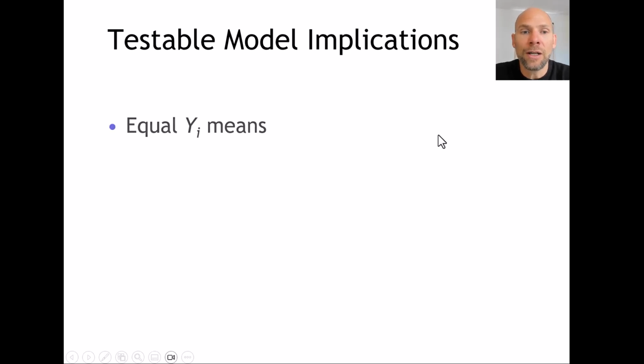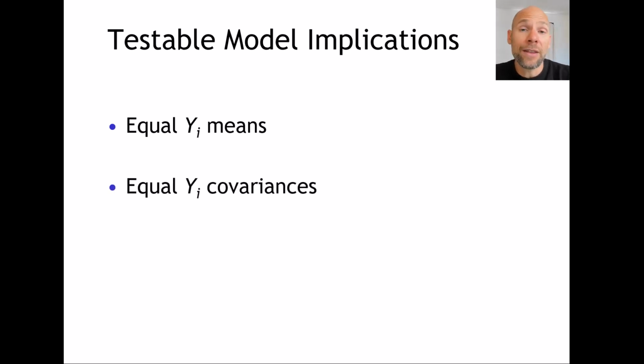So with this model, we only have the implication of equal y_i means because we're making the assumption of tau equivalence, where we don't have a constant alpha_ij, and so therefore the variables are not allowed to differ in their means. However, they would be allowed to differ in their variances. So that's allowed, but not in their covariances. So with tau equivalence, we have the assumption of equal means and equal covariances.